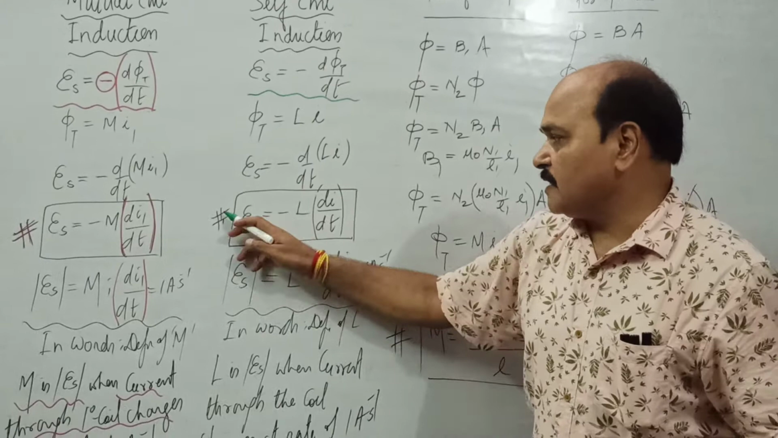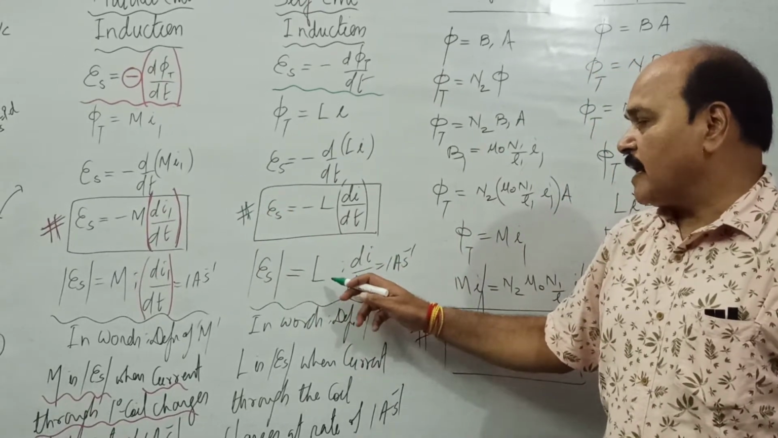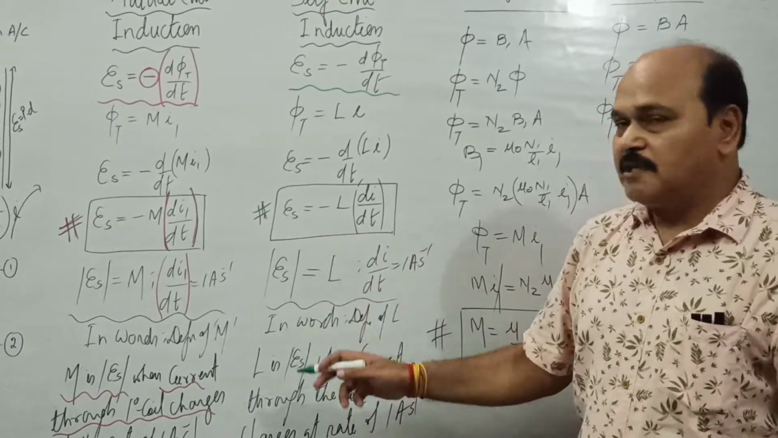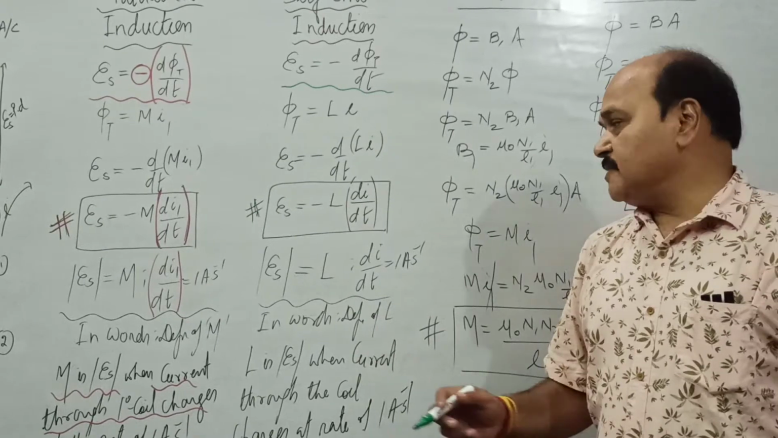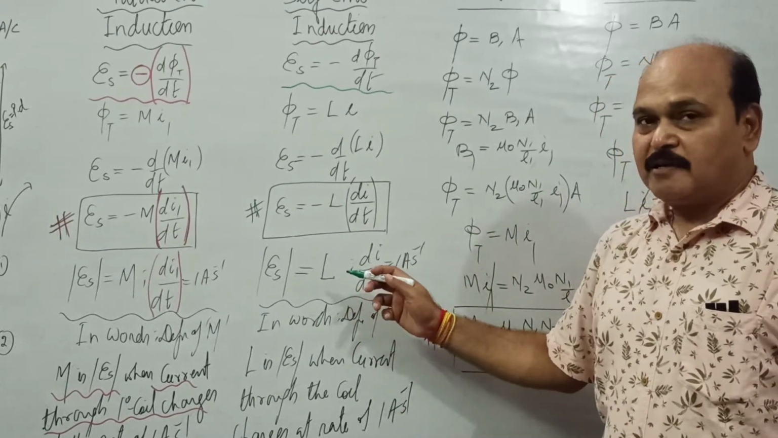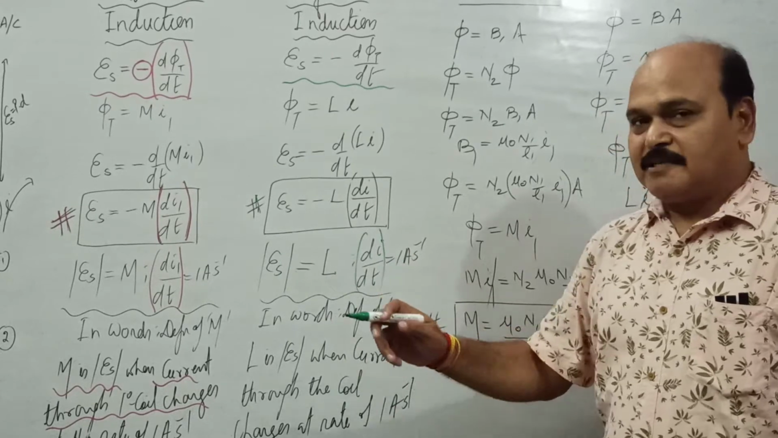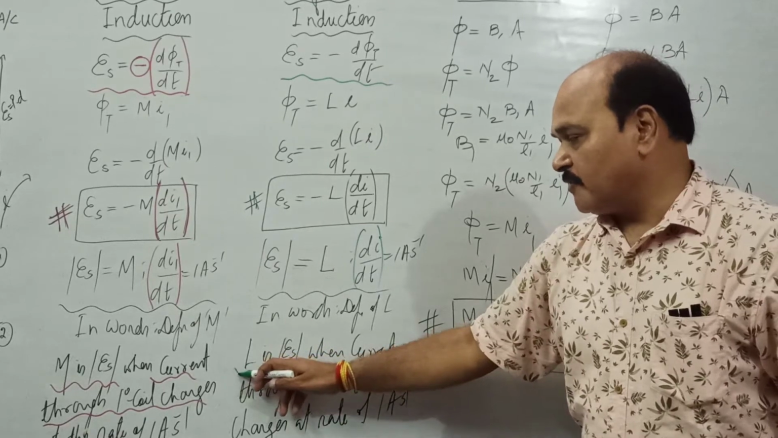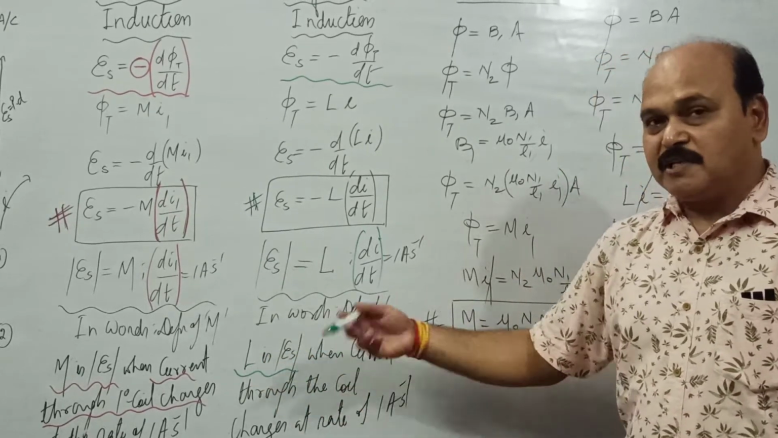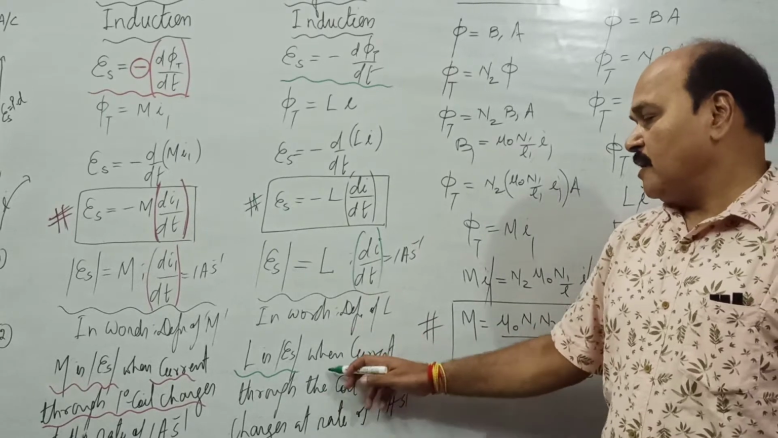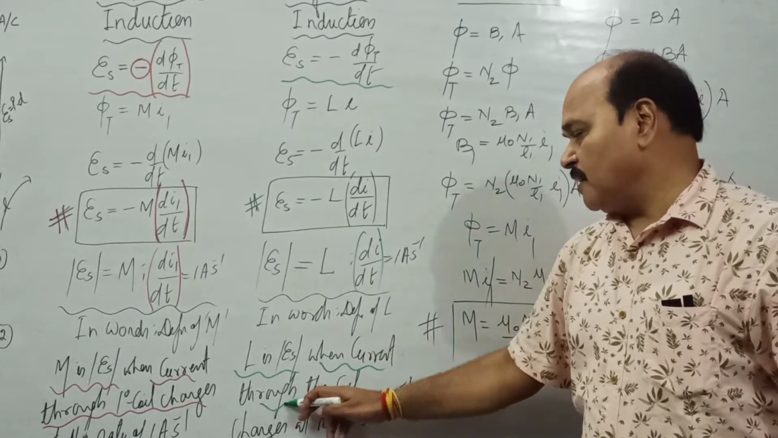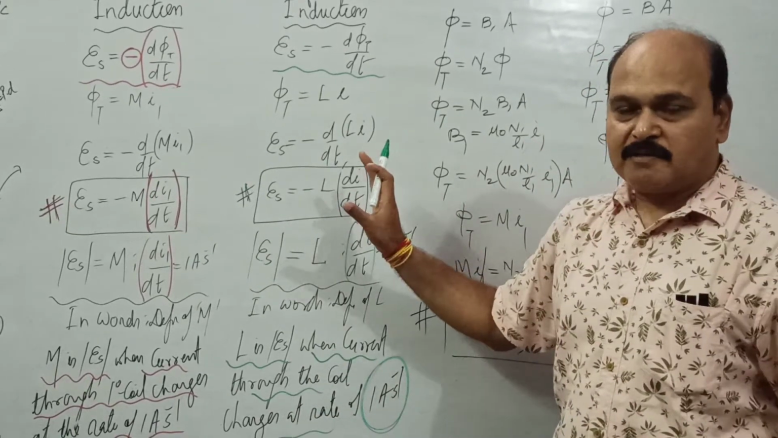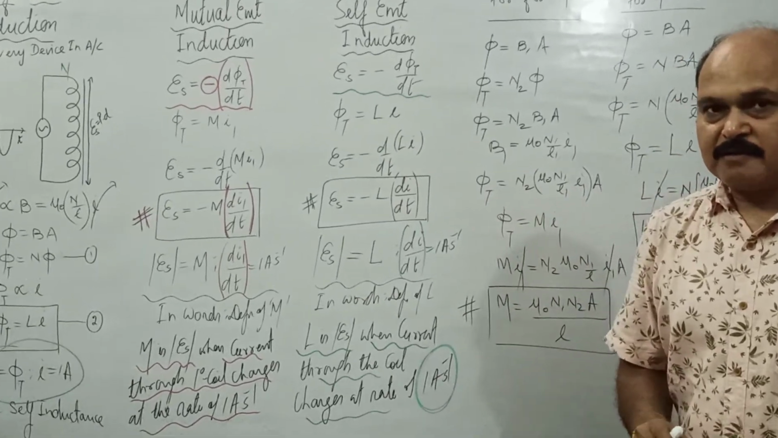So using this relation we can again define L. The value of self-induced EMF in the coil is equal to the self-inductance of the coil when the current passing through the coil changes at the rate of 1 ampere per second. Or, self-inductance of the coil is defined as the induced EMF in the coil when the current passing through the coil changes at the rate of 1 ampere per second. See, both the workouts are identical, even the definitions are identical.